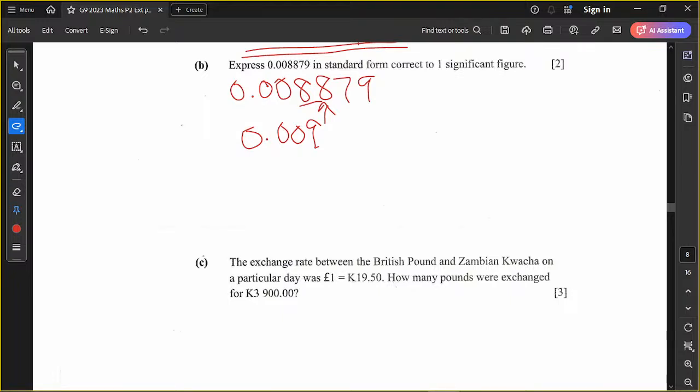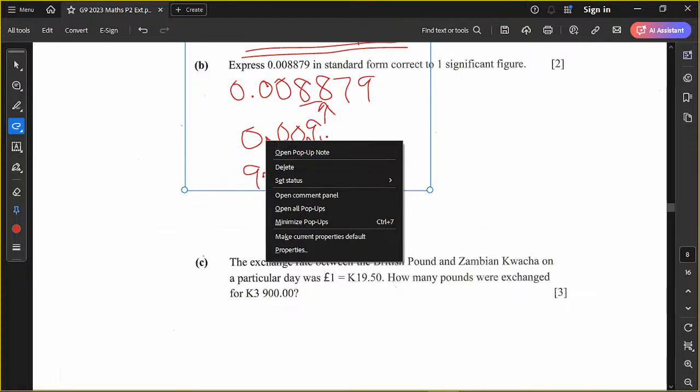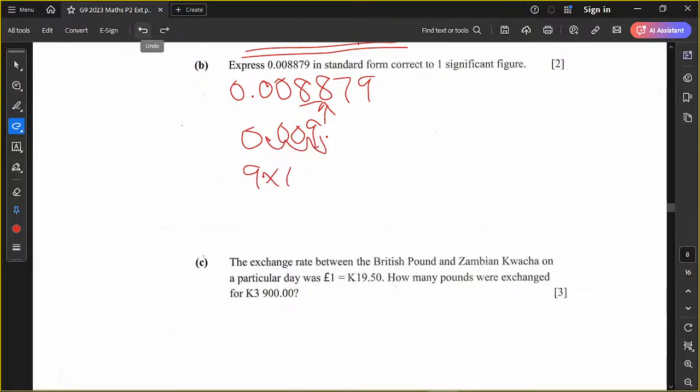Then what do we do now? We move the point so that it is like this, with 1 decimal. We have one significant number. So it comes here, meaning we have 9 multiplied by 10. Then how many places has this decimal point moved? It is 1, 2, 3. So we say 10 raised to the power of negative 3. So that is the correct answer: 9 times 10 to the negative 3.